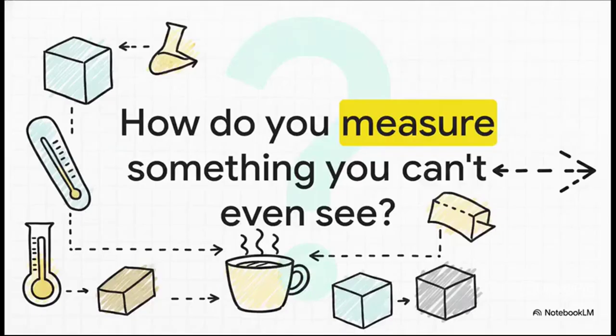So, right off the bat, here's the ultimate challenge. How do you measure something you literally can't even see? Well, by setting up very specific controlled lab environments, we can actually track thermal energy. We can measure exactly how fast heat escapes an object and precisely how much thermal energy a material can hold.